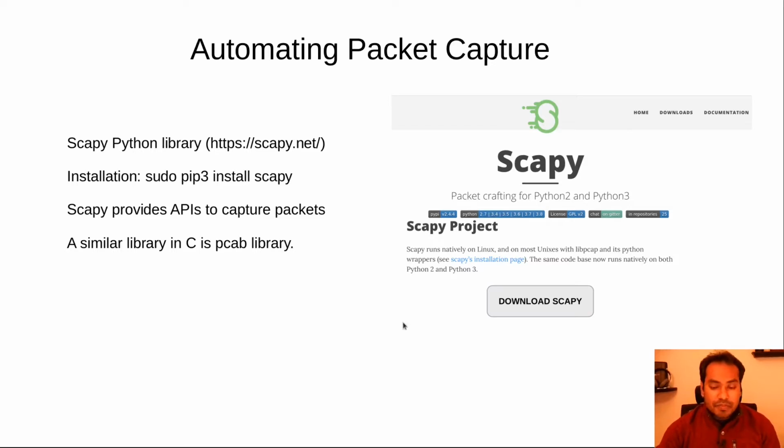Scapy is one such library which allows us to capture these packets using a program. Scapy is for Python, so we can write Python code and call the Scapy APIs to capture packets. Then we can process those captured packets. For example, we can count them, we can sort them, whatever. So we can do a lot more things programmatically than just manually doing it in Wireshark. A similar library also exists for C, which is the pcap library. So if you write code in C, you can use the pcap library.